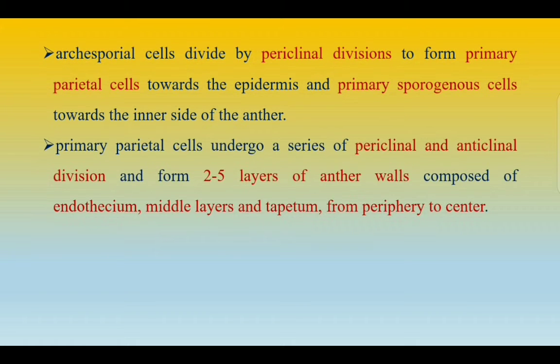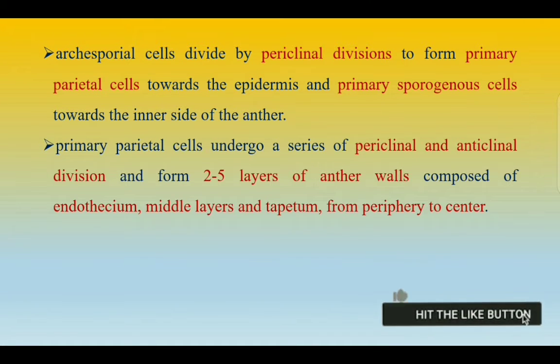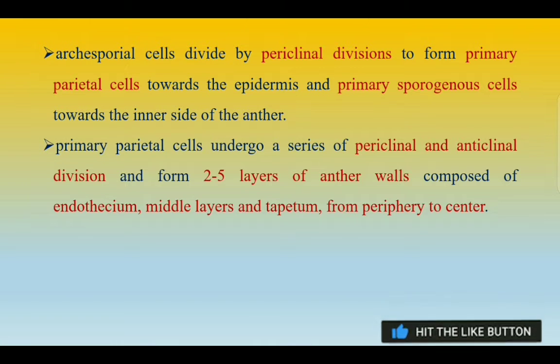These archisporial cells divide by periclinal divisions to form primary parietal cells towards the epidermis and primary sporogenous cells towards the inner side of the anther. Later on, the primary parietal cells undergo a series of periclinal and anticlinal divisions and form 2 to 5 layers of anther walls composed of endothecium, middle layers, and tapetum from periphery to center.